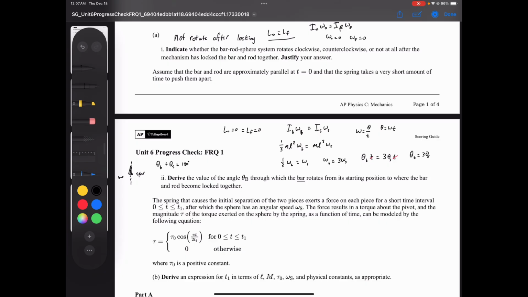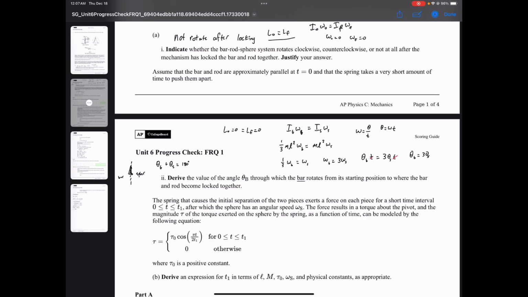I can just rewrite the expression. I can solve it in terms of theta b, so theta s is 1/3 theta b. Actually, personally, I think it's easier to write in terms of theta s. So I have 3 theta s plus theta s equals 180. Then theta s equals 180 divided by 4, that's 45 degrees, which means the theta for the bar is 135 degrees. All right, and that's your answer.